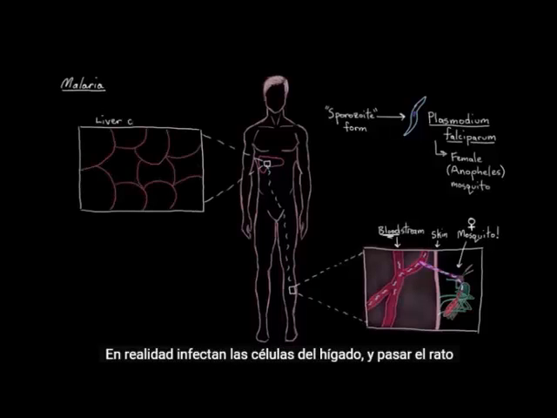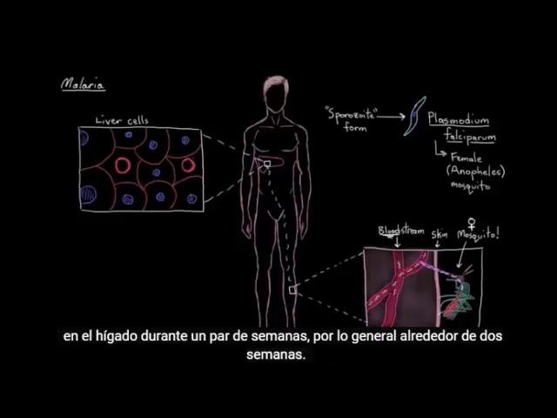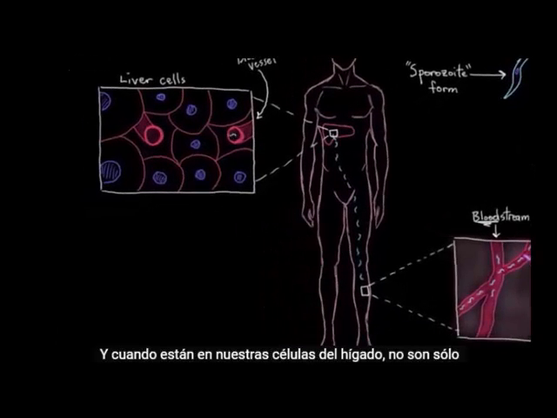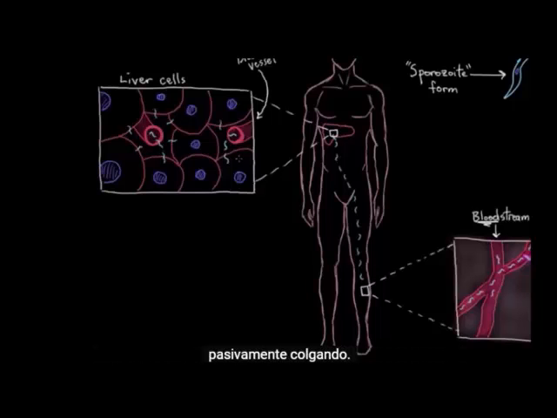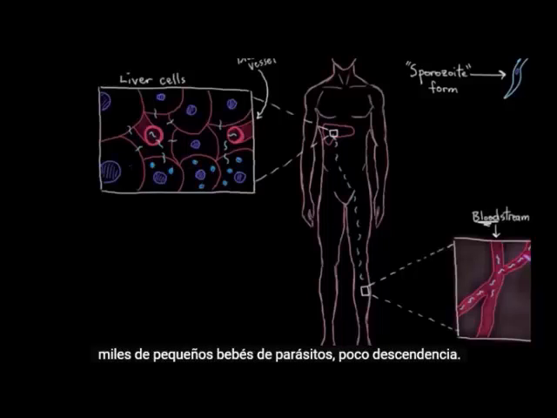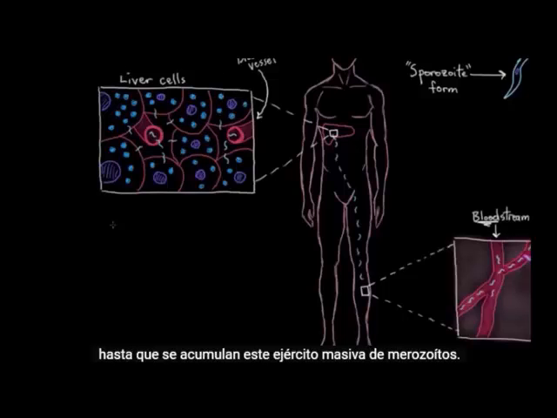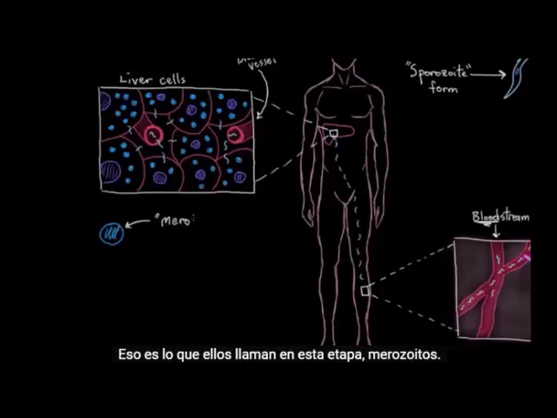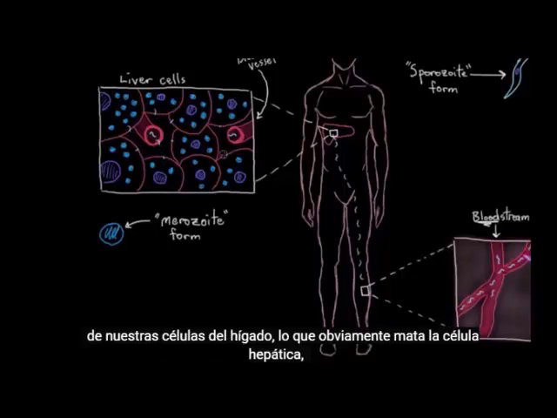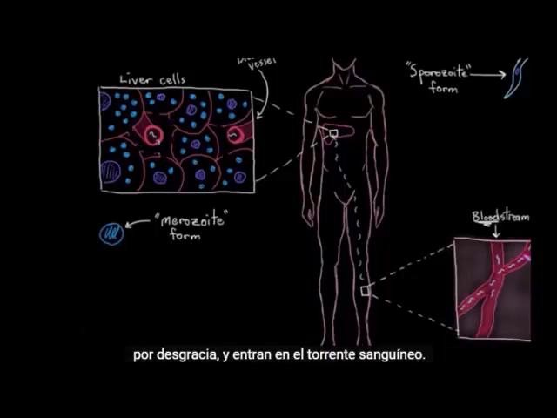So they do. They actually infect our liver cells, and they hang out in the liver for a couple weeks, usually about 2 weeks. And when they're in our liver cells, they're not just passively hanging out. They're actually reproducing. So they're asexually reproducing, and they're creating thousands of little parasite babies, little offspring. And so they reproduce, and they reproduce, and they reproduce for a couple of weeks until they build up this massive army of merozoites. That's what they're called at this stage, merozoites. And when they're good and ready, they burst out of our liver cells, which obviously kills the liver cell, unfortunately, and they enter back into the bloodstream.